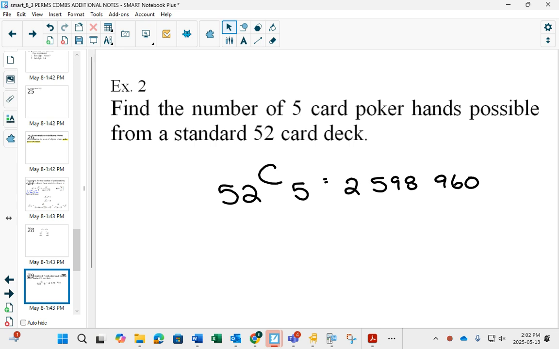For those of you that have played poker or watched it on TV, we're going to do some of the math related to it.